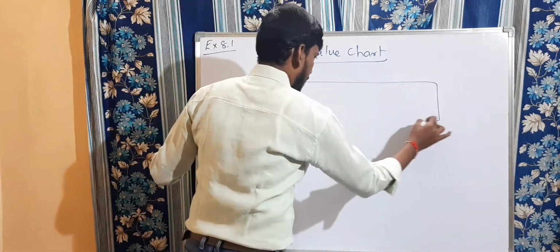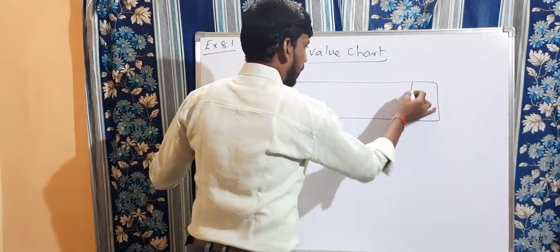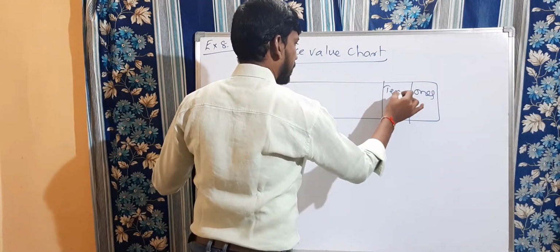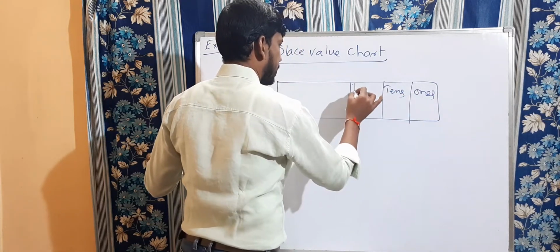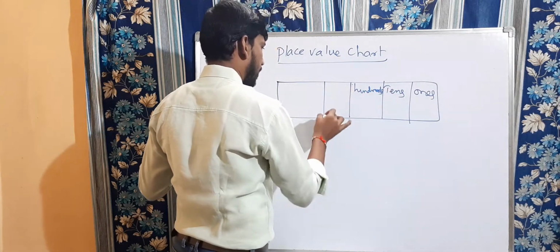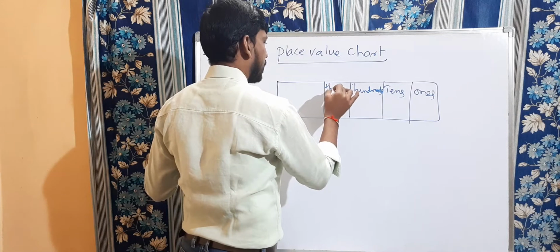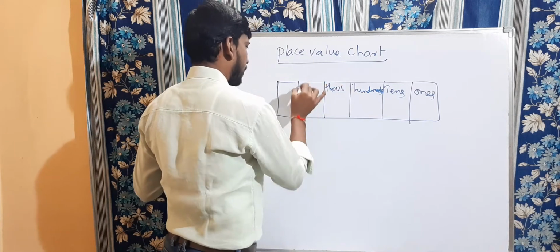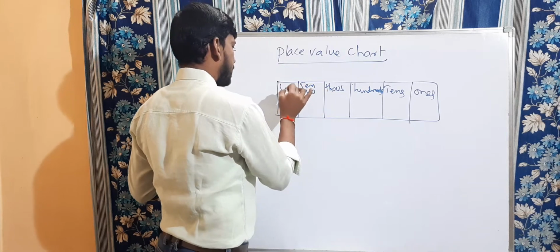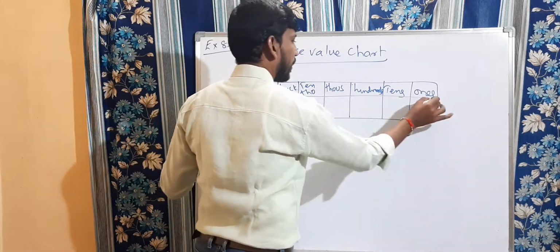See this here. This is ones, the next is tens, the next hundreds, next thousands, next ten thousands, lakhs. These are all we know.